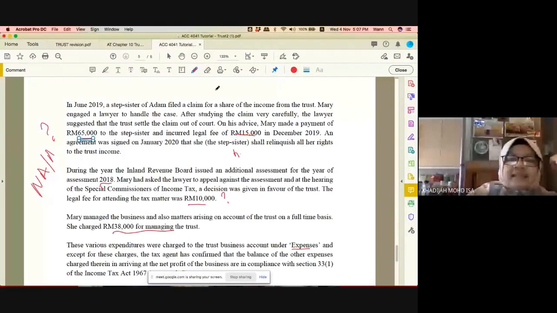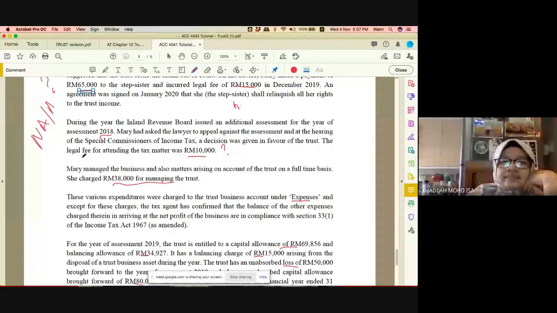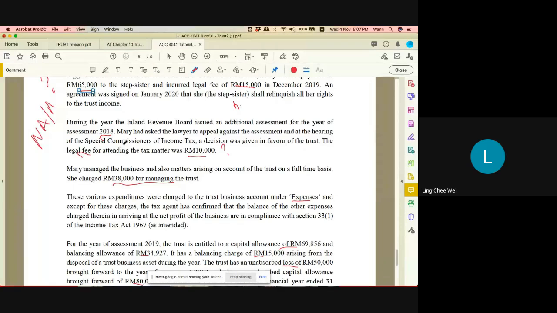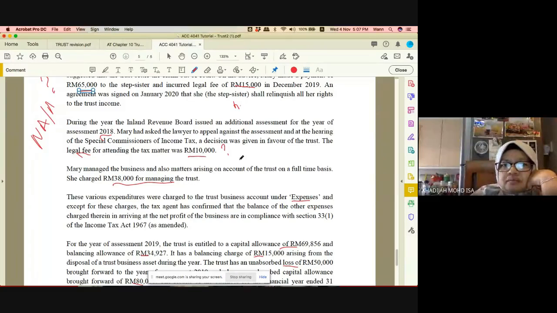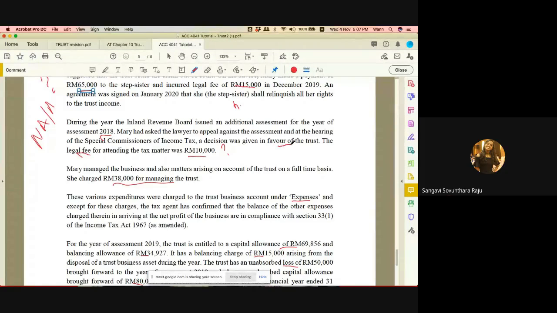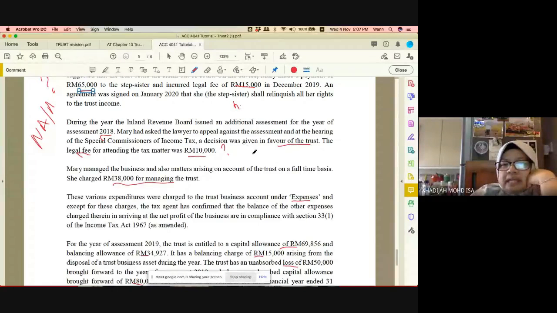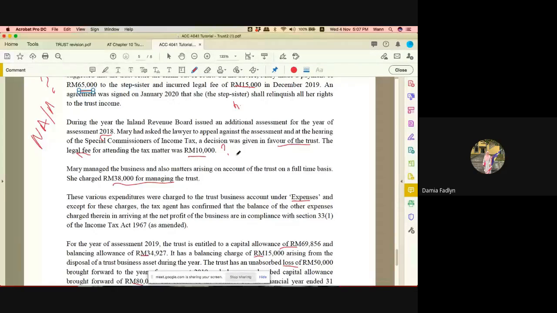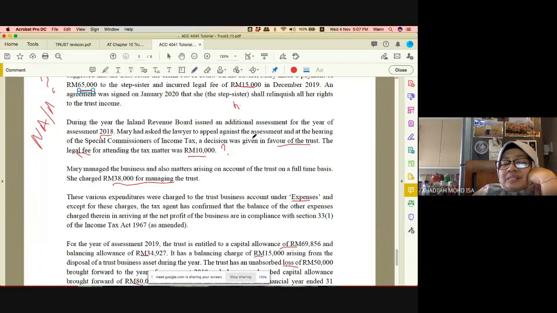What about your 10,000, all these legal fees? Is it allowable or not? Not allowable. Why is it non-allowable? Because it's personal? No. Is this related to the trust? This is related to the trust. Because it is paid to the income tax. Yeah, it's related to income tax. It should be allowable. But this one is related to? Not related to business.